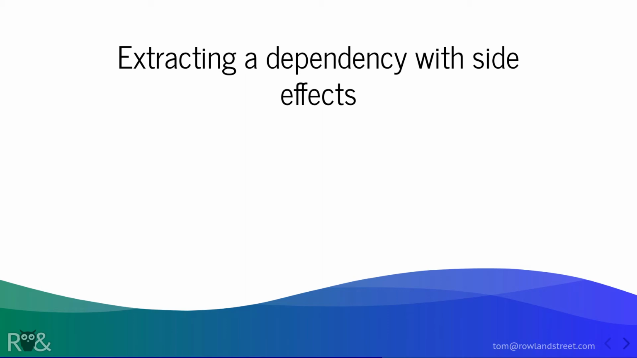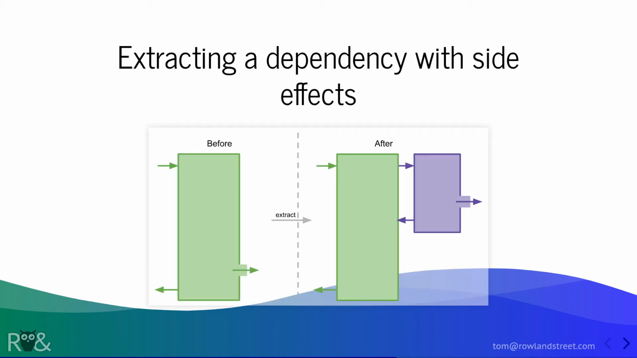Okay, so now I'm going to show you an example of extracting a dependency with side effects. So before, we're going to have a single unit of code. It's got some inputs, it's got some outputs, and there's a leaky arrow into the outside world, so I know it performs side effects, I know it interacts with the outside world. After the refactor, we're going to have, again, the same big unit with the same inputs and the same outputs. It's going to do the same thing.